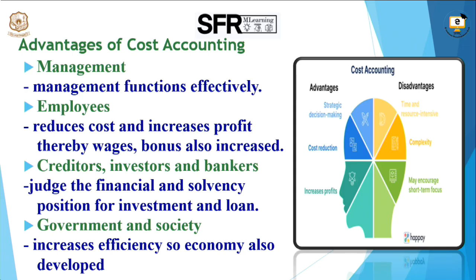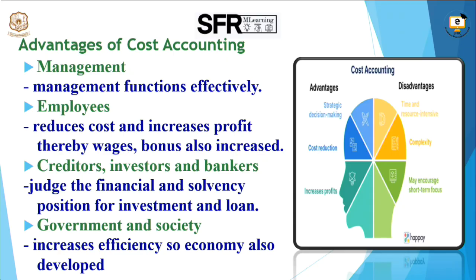Cost accounting is mainly helpful to three groups. First one is management, second one is employees, then third one is creditors, investors and bankers. How it is helpful to the management is in carrying out the functions, that is planning, organizing, staffing, directing and controlling. These management functions are effectively controlled through cost accounting procedures. Then how it is helpful to the employees: cost accounting is mainly helpful for cost control and cost reduction. So the cost of the product is coming down, and it is very helpful to the employees because wages are increased, and incentive and bonus plans are increased to the benefit of employees.